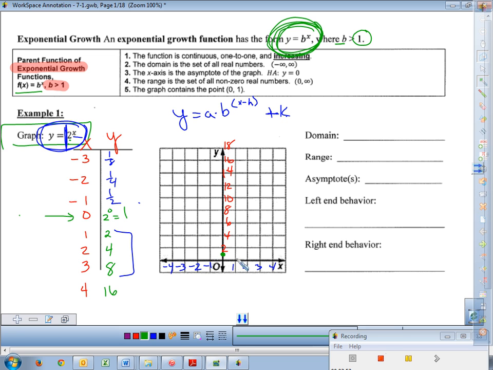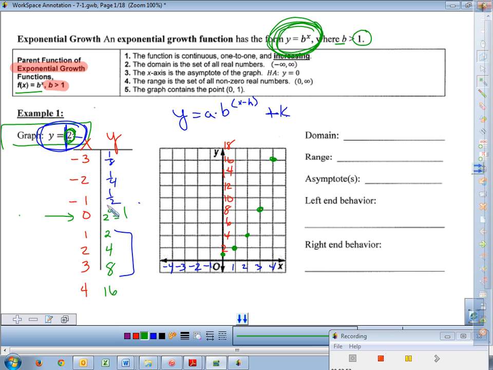Then I want to go 1, 2, 2, 4, and 3, 8, and 4, 16. You see how that is most definitely not linear, right? They don't all line up. They are growing exponentially. Aren't they doubling every time? Isn't the growth factor like 2? Every time they doubled, it went 1, 2, 4, 8, 16. What would be the next one? 32, right? It just keeps doubling.